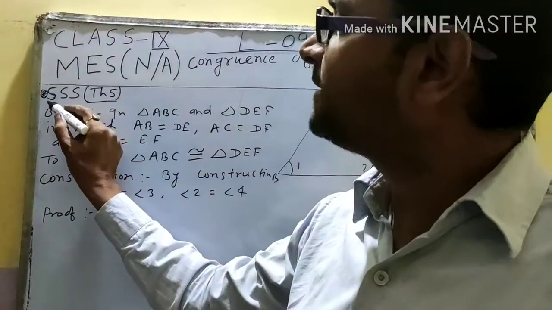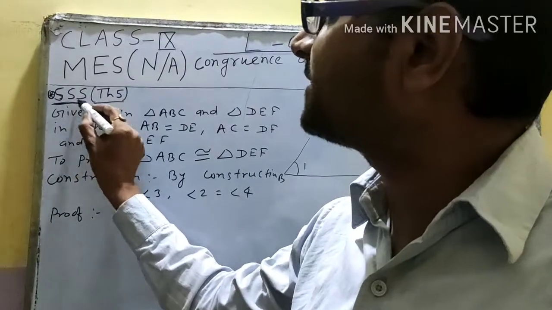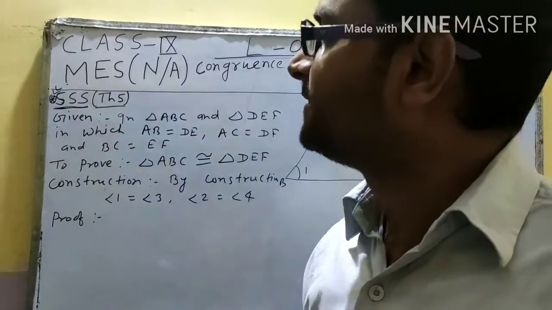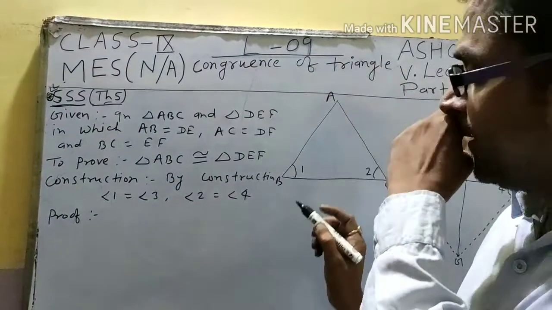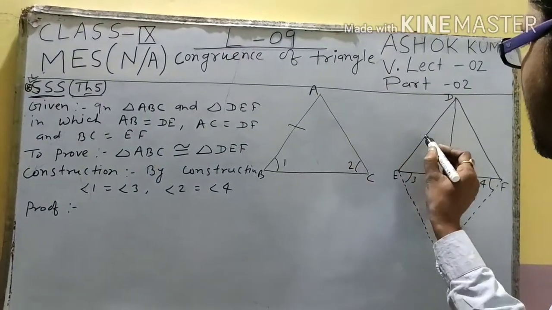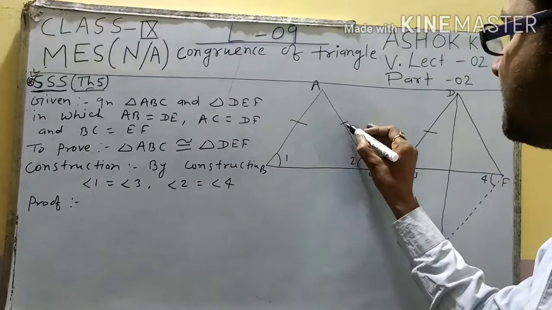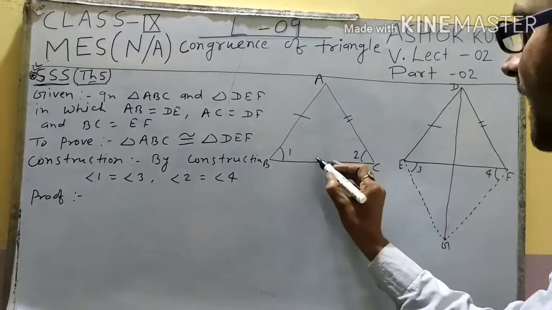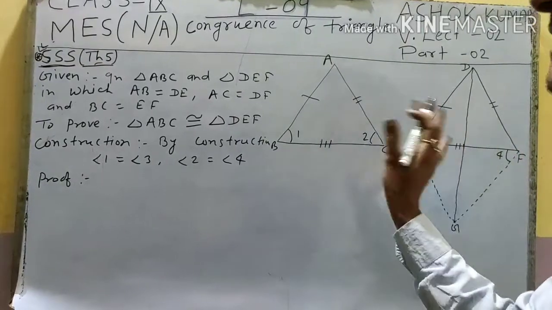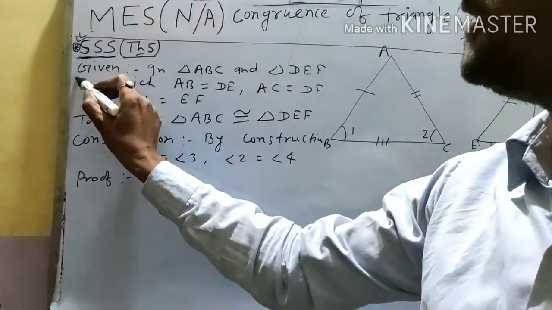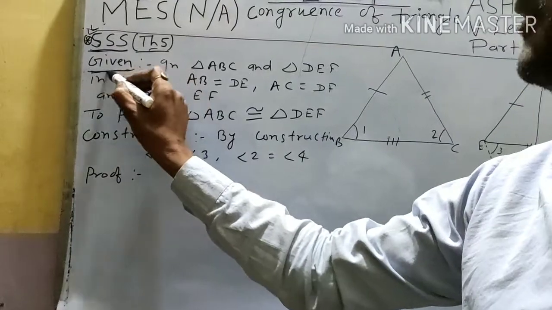Okay, here student, I am going to discuss SSS, that means theorem number 5. In this theorem, this side is equal to this side, this side is equal to this side, and the last one is this side is equal to this side. That means this information is given here. So first of all student, what is the given information?